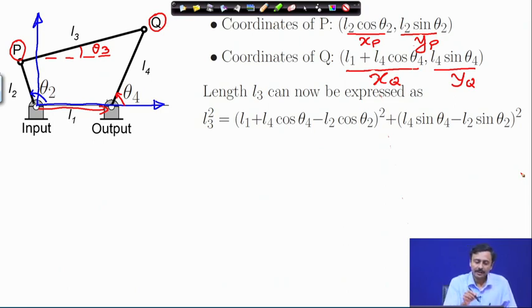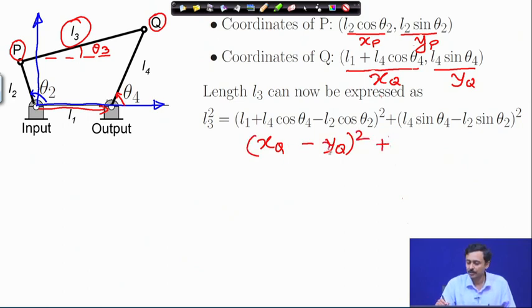So, therefore, this link length L3 can be expressed as L3 square equals, as you can see here, x q minus x p whole square plus y q minus y p whole square, and that is L3 square. So, that I have written out.